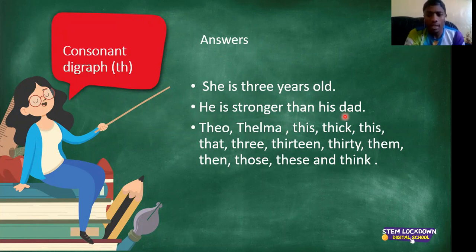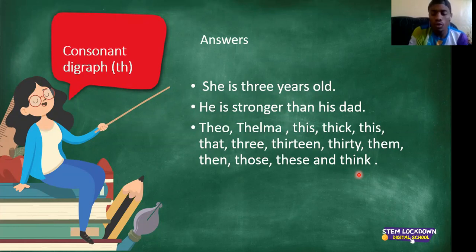The words that you find in the text are Theo, Thelma, this, thick, that, 3, 30, 13, them, then, those, these, and think. Those are the words that we find.